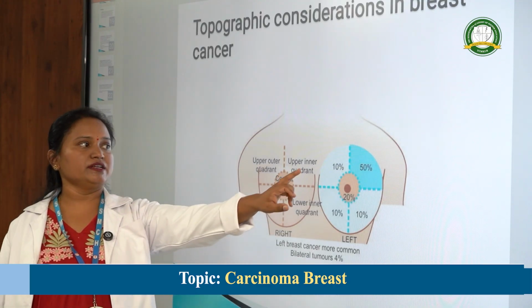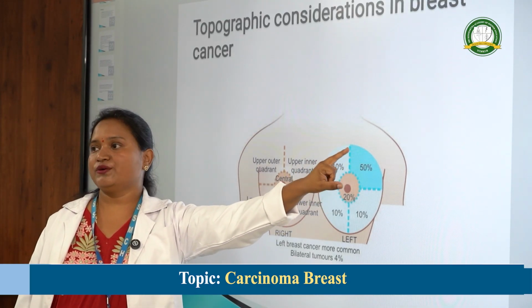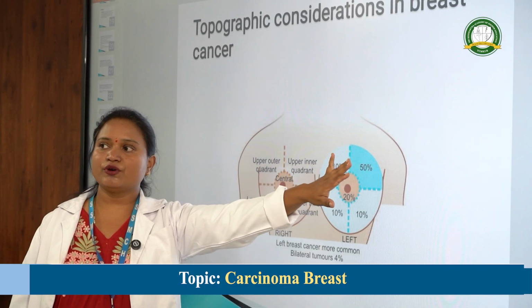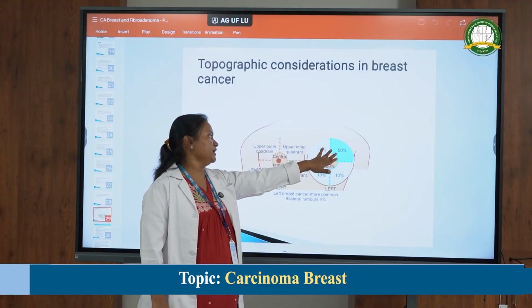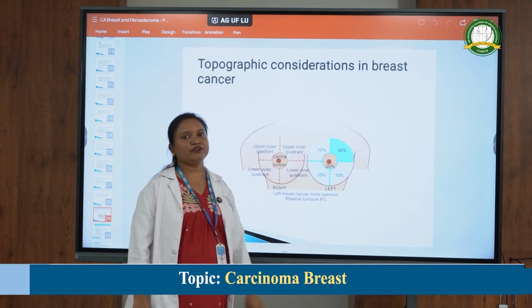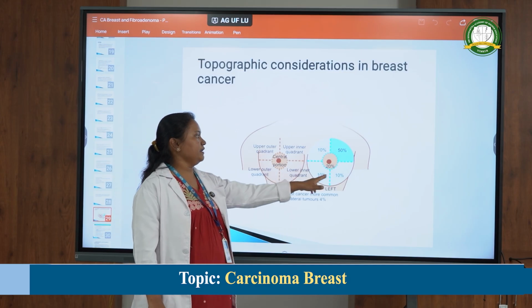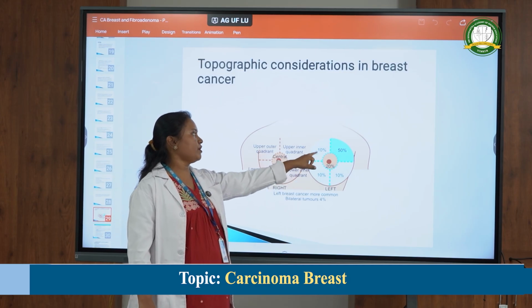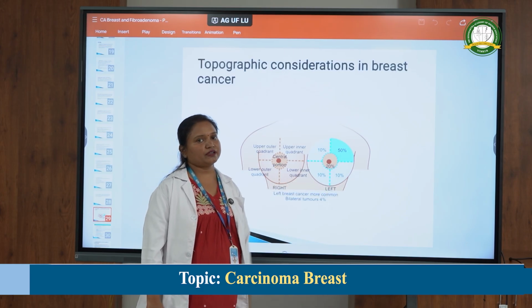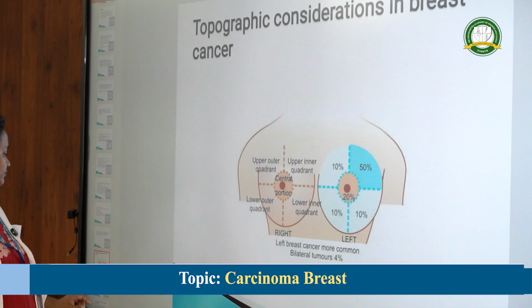So 50% of tumors are more common in the upper inner quadrant. So it is very clear. See here, 50% it is more common in the upper inner quadrant, and next it is more common in the nipple areola region, that is in the central portion, and the rest 10% it is showing in the upper outer quadrant, lower outer quadrant, and lower inner quadrant. So the commonest site is upper inner quadrant.